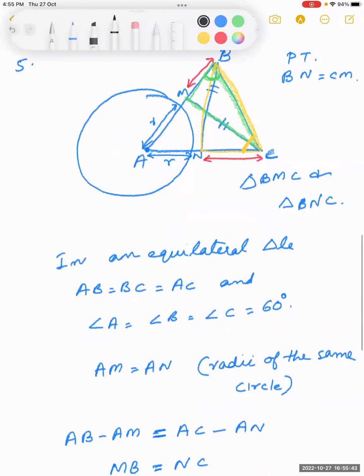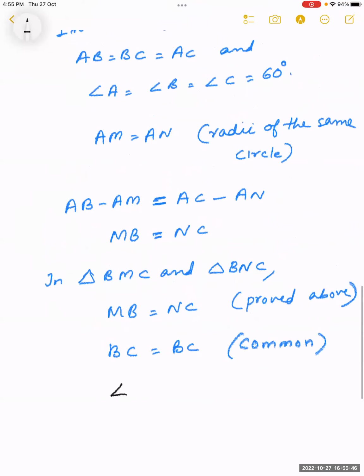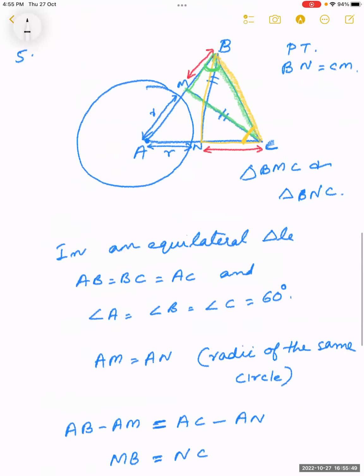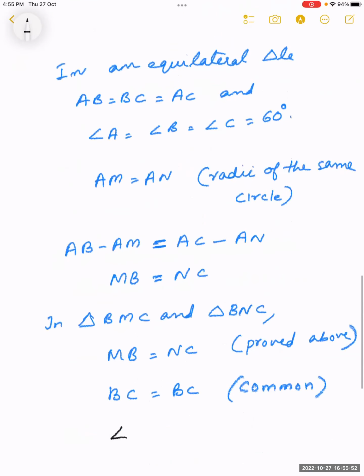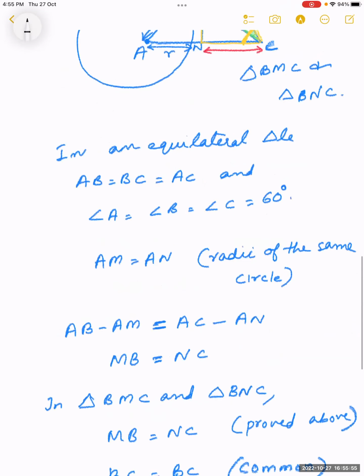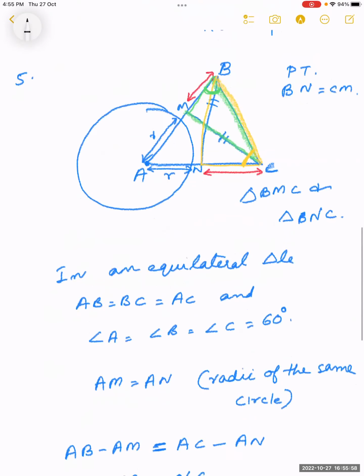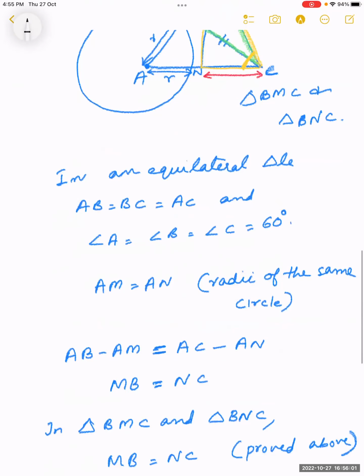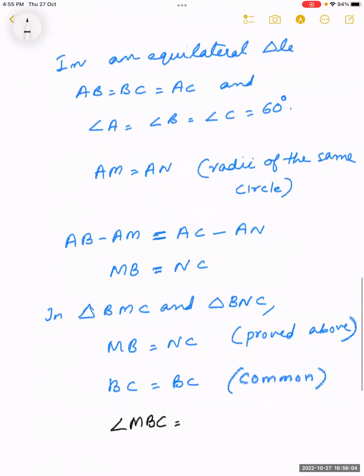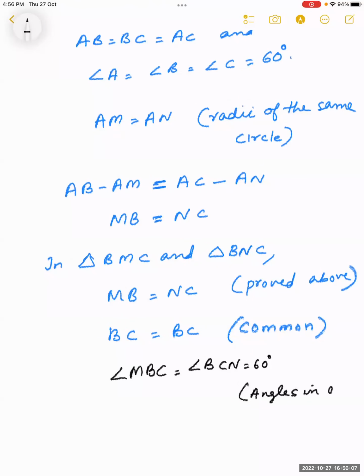So write that also. How will we write that? Angle MBC equal to angle BCN. Angle BCN equal to 60 degrees, angles in an equilateral triangle. Okay, now we understood those two triangles, MBC and BCN. Fine. Now, can I scroll up?